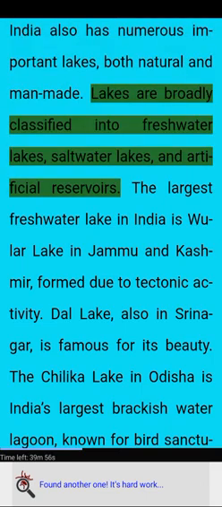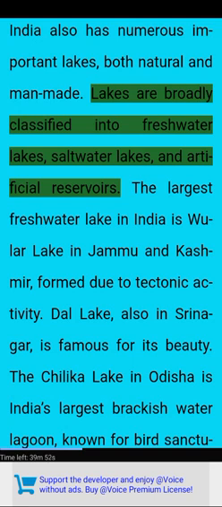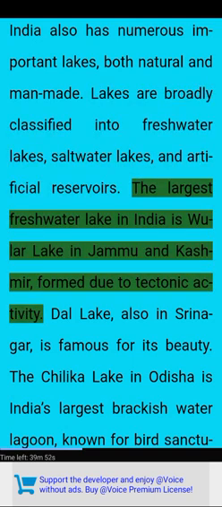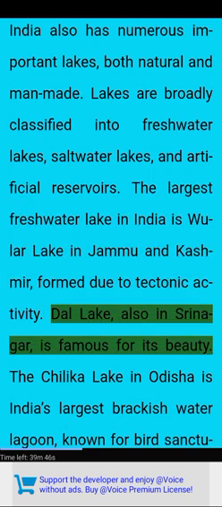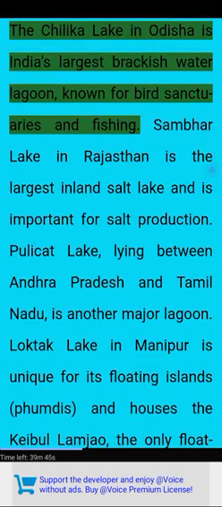Lakes are broadly classified into freshwater lakes, saltwater lakes, and artificial reservoirs. The largest freshwater lake in India is Wular Lake in Jammu and Kashmir, formed due to tectonic activity. Dal Lake, also in Srinagar, is famous for its beauty. The Chilika Lake in Odisha is India's largest brackish water lagoon, known for bird sanctuaries and fishing.